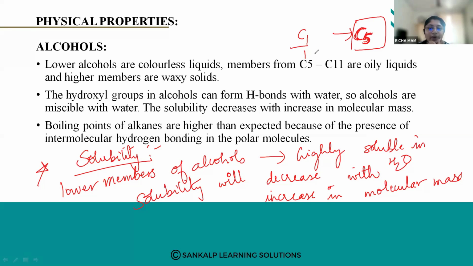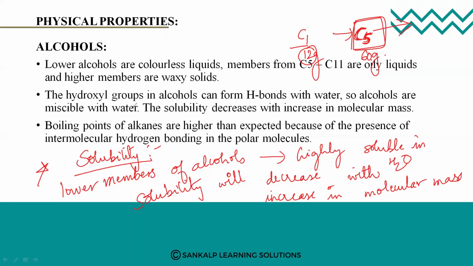Here carbon is only 12 grams. When it is C5, it will become 60 grams. So the molecular mass is increasing. As the molecular mass is increasing, the solubility will go on decreasing. So with the increase in molecular mass, solubility will go on decreasing.